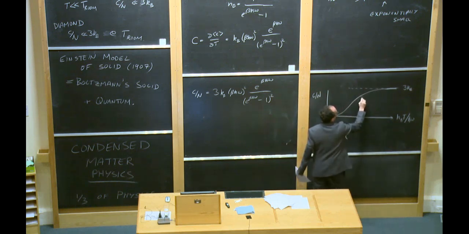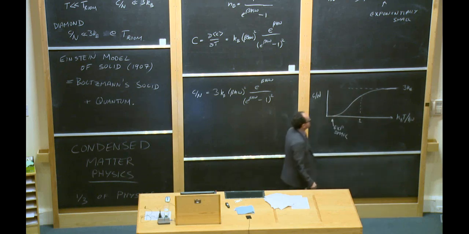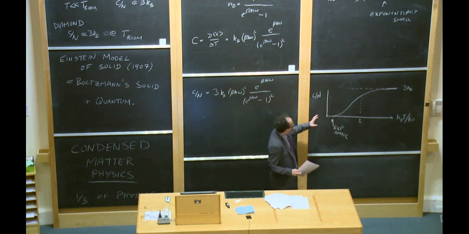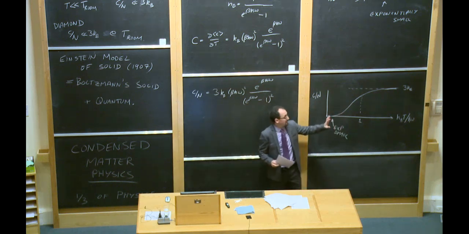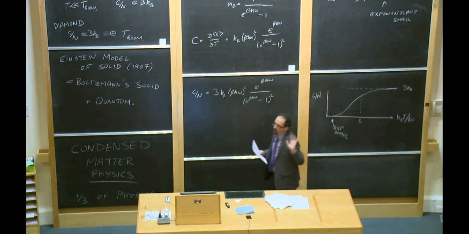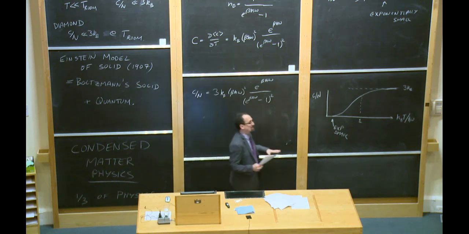And then maybe here is something where k_B T over h bar omega is about 1. So this is what the function looks like. This is what Einstein derived. So the physics of what's going on here is that, again, high temperature is classical. But what's going on at low temperature? What's going on at low temperature is that these harmonic oscillators are freezing into their ground state.